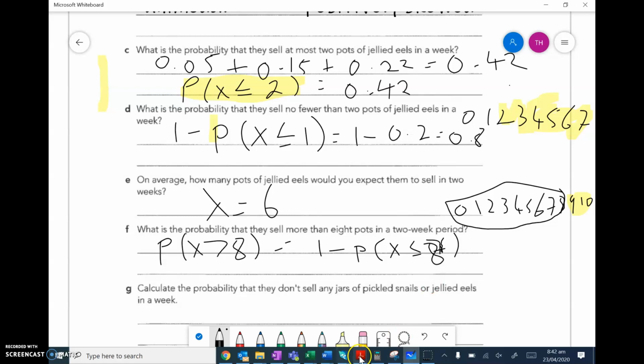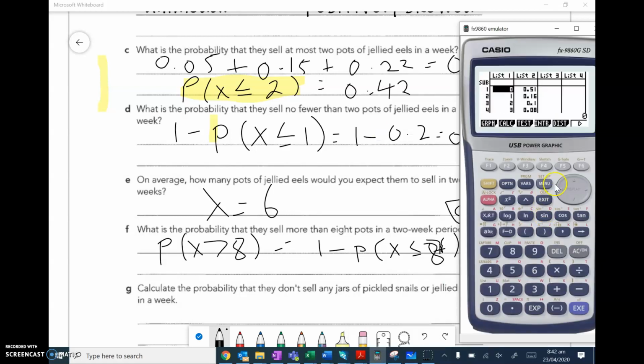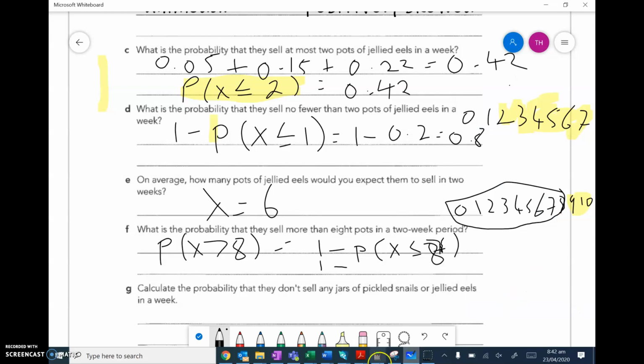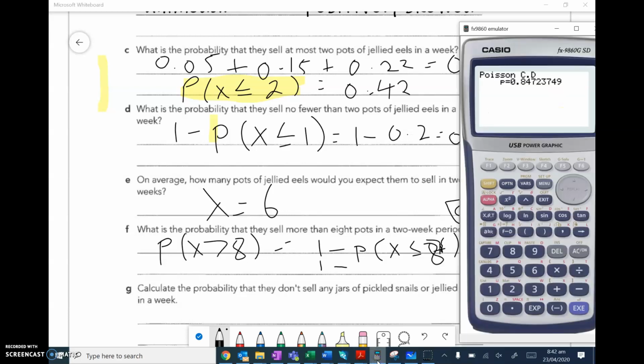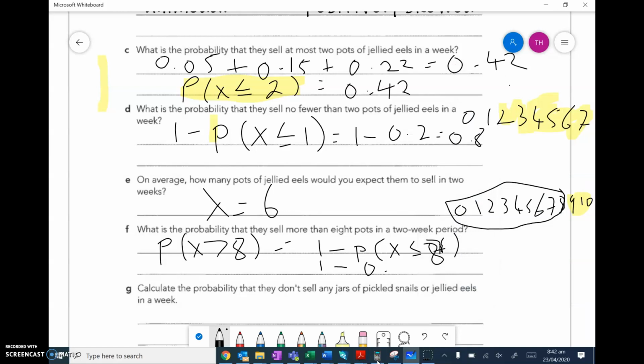So in my calculator, I now need to go into Poisson, PCD. I have an X of 8. I have a mean of 6 now. So I have 1 minus 0.847, which equals 0.153.